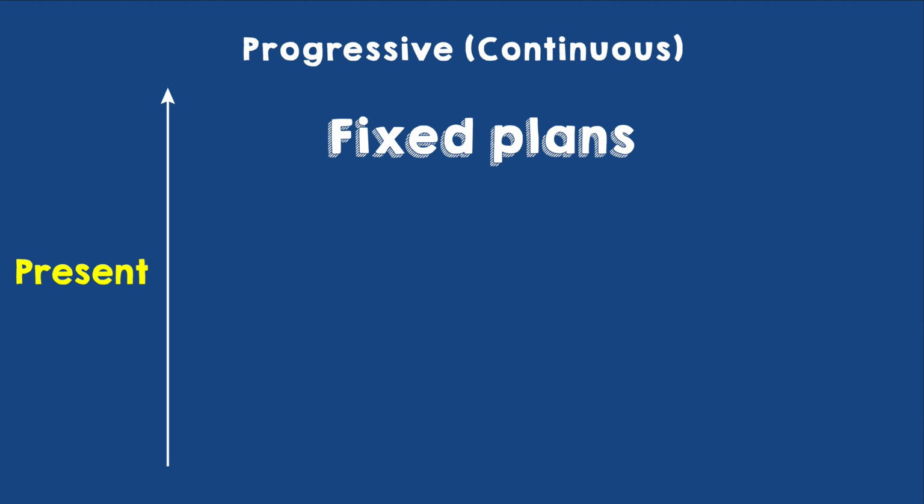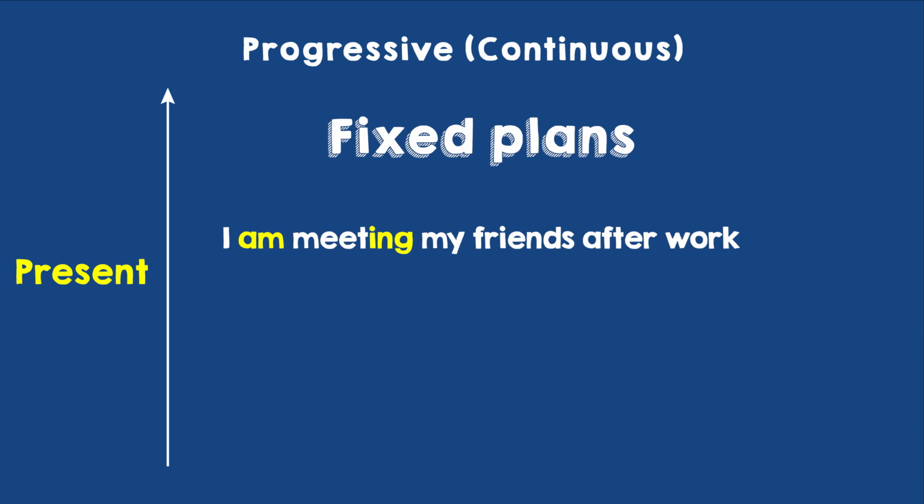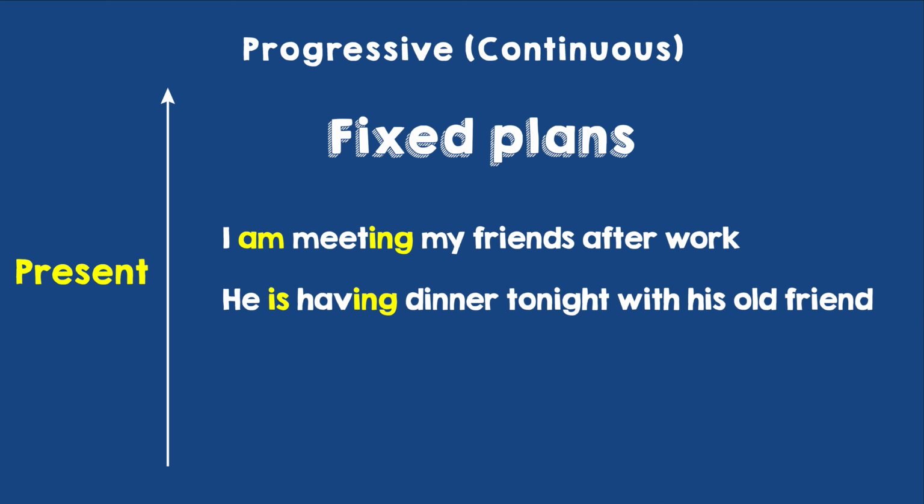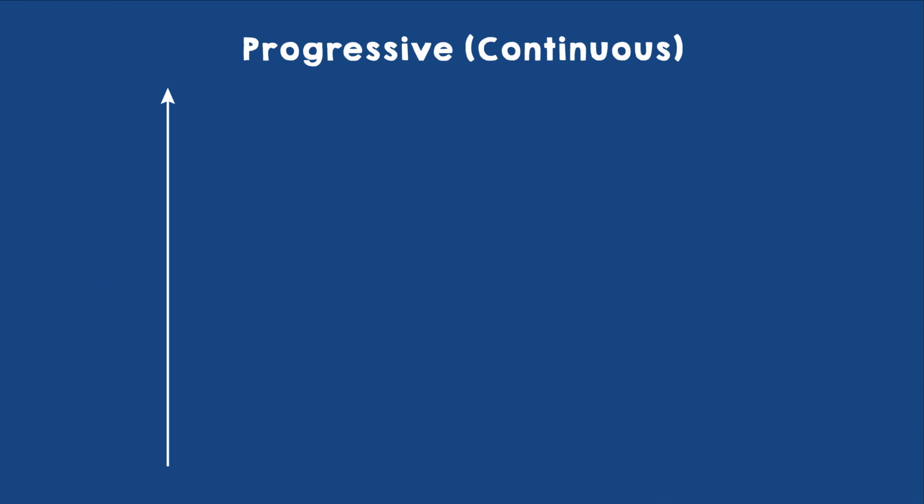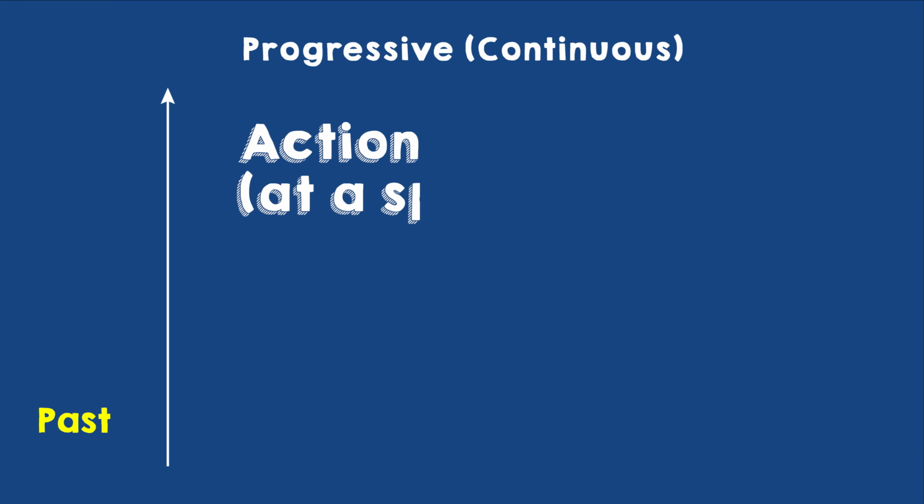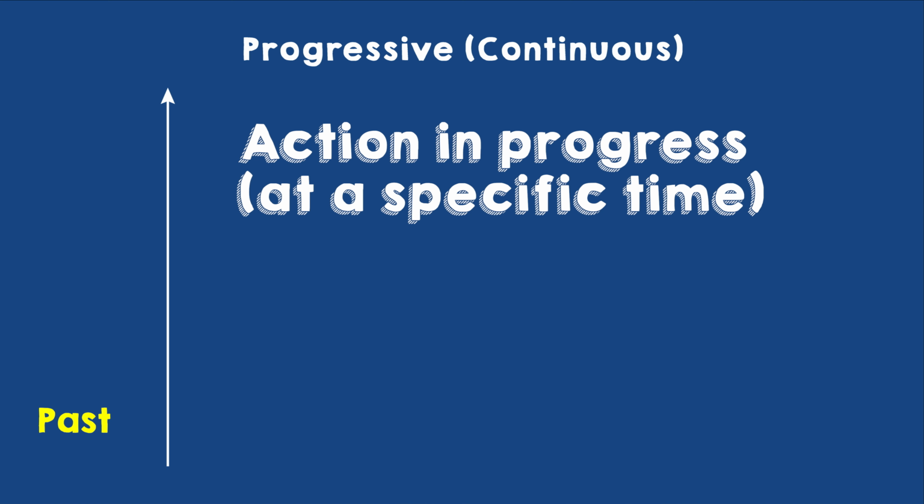When we talk about fixed plans, we also can use present progressive. I'm meeting my friend after work. He's having dinner tonight with his old friend. We use past progressive to describe an action, again in progress, happening at a specific time.